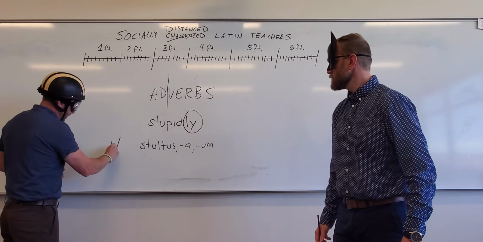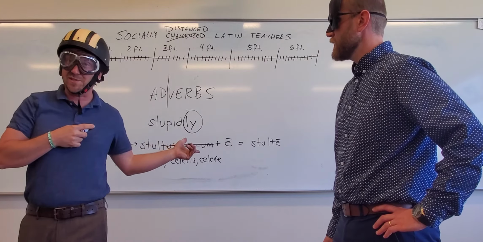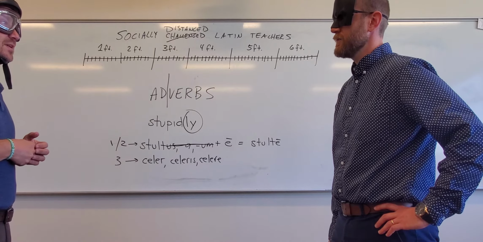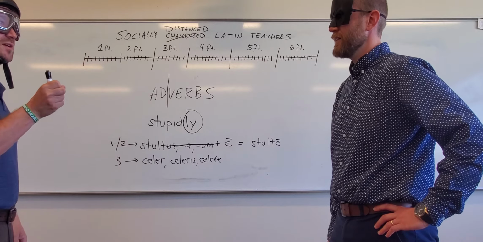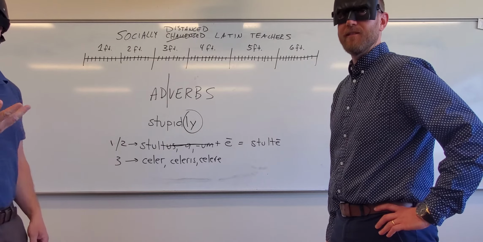If it's a first, second declension adjective, you get rid of the ending us, and you add the letter e, long e. So if you want to say stupidly, you just say stulte. That was stupidly easy, wasn't it? Stulte facilis, that means stupidly easy.